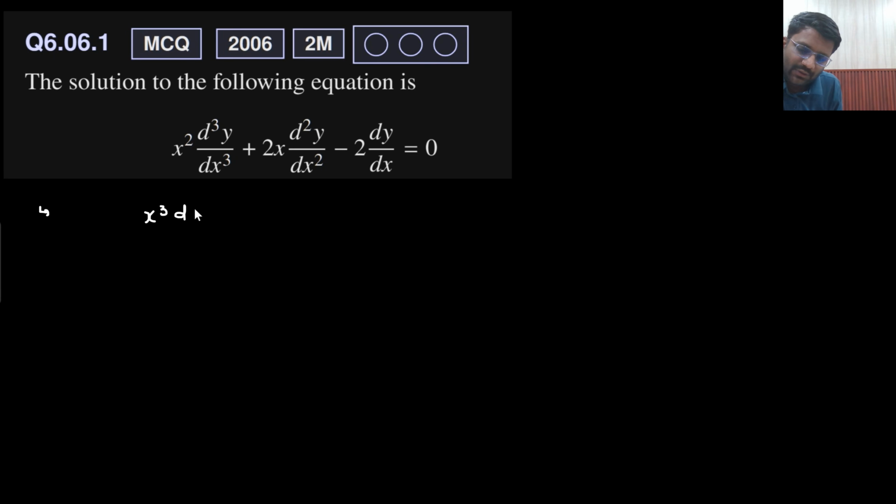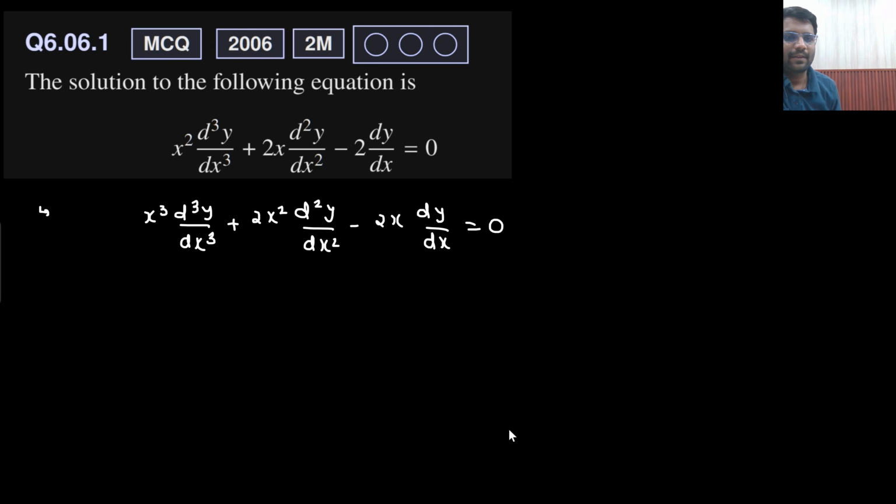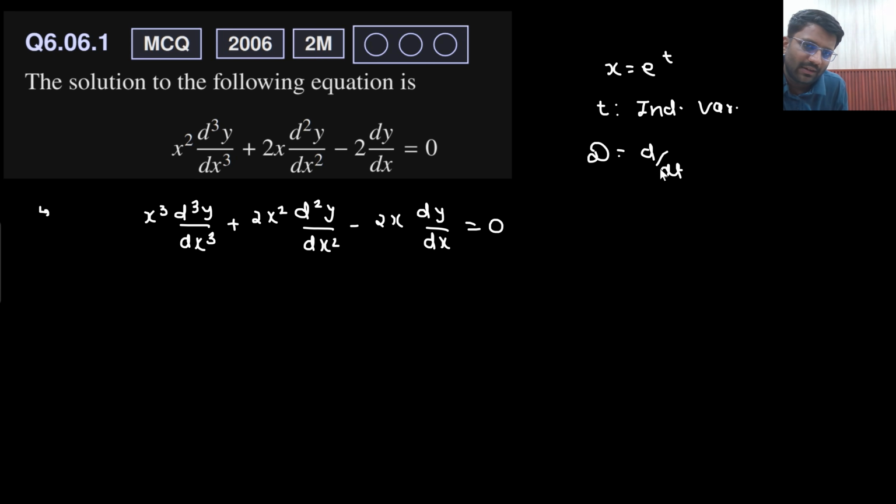So this will become x cube d3y by dx cube plus 2x square d2y by dx square minus 2x dy by dx equals 0. So who is creating the problem? Sir, x is creating the problem. So x equals e to the power t. Now t will become my independent variable. And then the d I am going to replace with d by dt. This much I know, so let's proceed with the procedure.